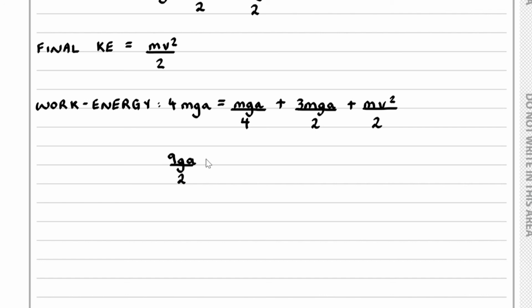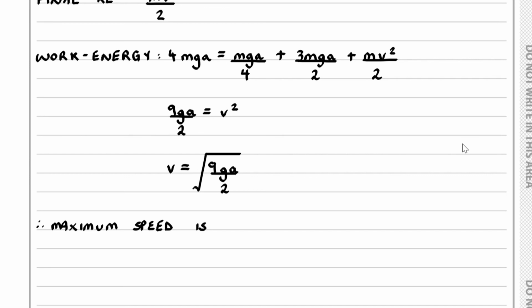equals v squared, and if I square root, V is equal to 9 GA upon 2 square rooted, and therefore the maximum speed will be, well, the square root of 9 is 3, and then we've got GA square rooted over the square root of 2, so what we end up with is 3 times 2GA square rooted over 2, meters per second.